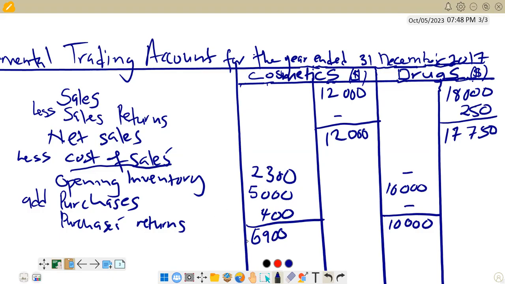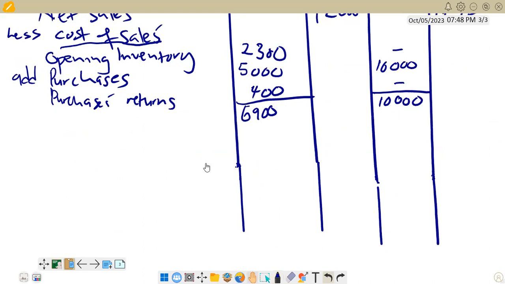Then we go down. After that, we check if we have got carriages in our question.